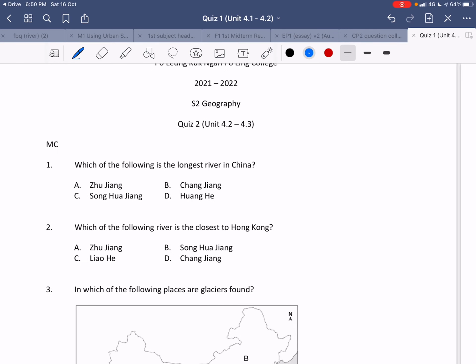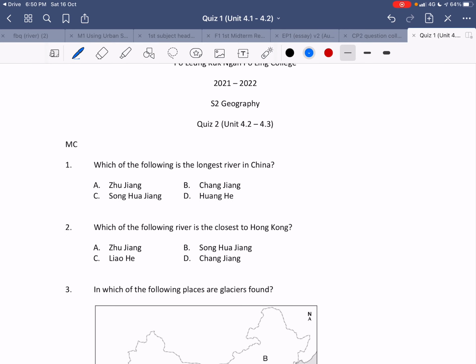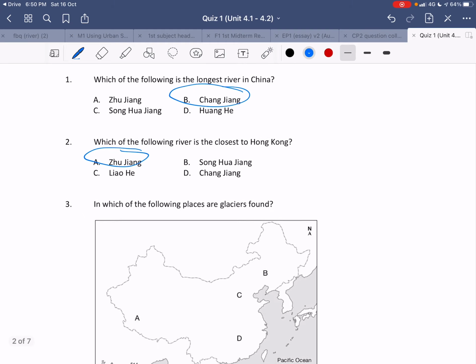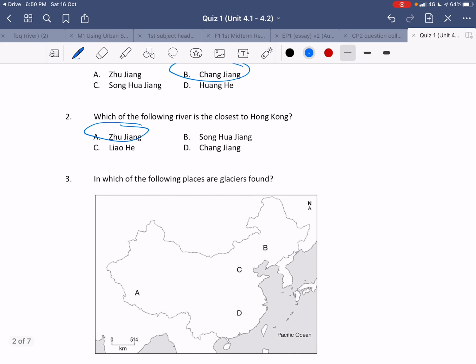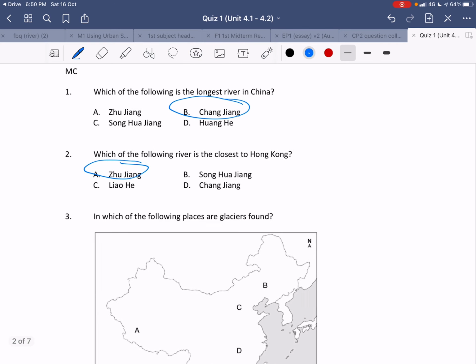So how about quiz 2? Which of the following is the longest river in China? Changjiang. Okay. Which of the rivers will be closest to Hong Kong? Zhujiang. You should know that. We are located in the Zhujiang Delta, so Zhujiang is the river closest to Hong Kong. Jiang, you should know that it stands for long, so accordingly this is the longest river in China.